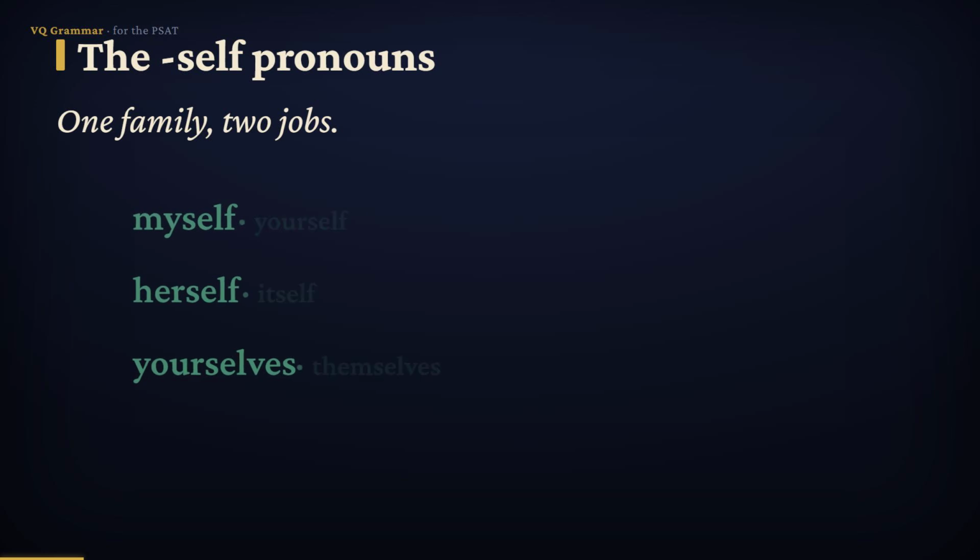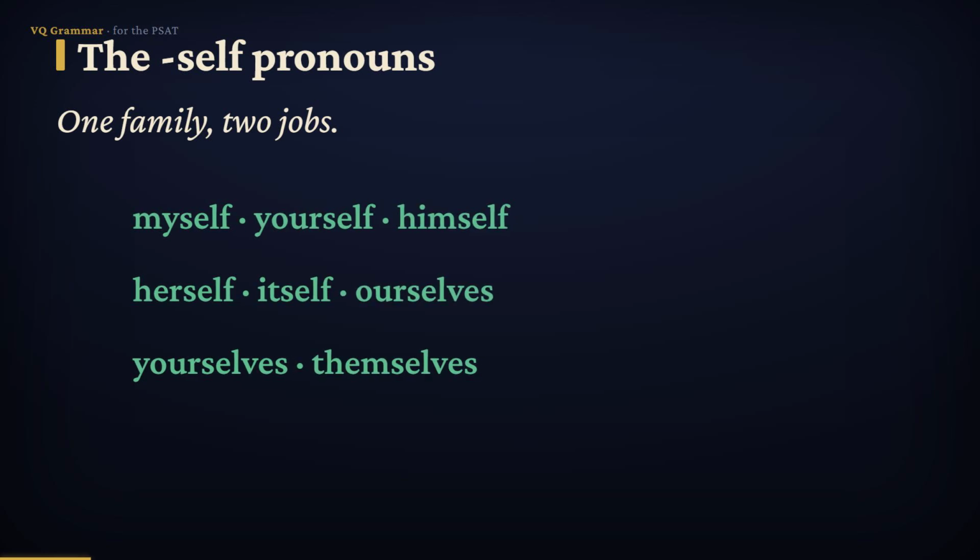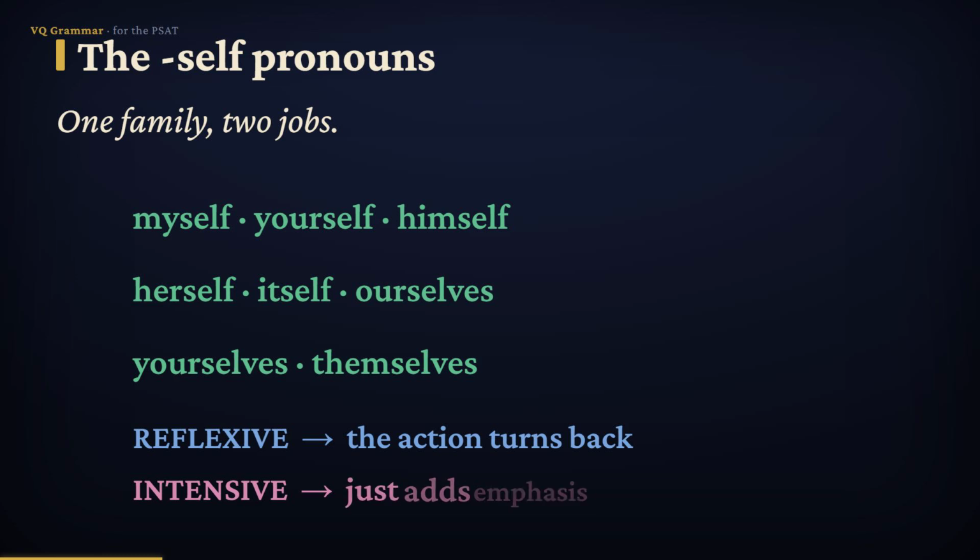Here's the whole family. They all end in self or selves: myself, yourself, himself, herself, itself, ourselves, yourselves, and themselves. Now here's the key idea. Each of these words can play one of two roles. In the first role, called reflexive, the action turns back onto the subject. In the second role, called intensive, the word simply adds emphasis. Same words, two jobs. Let's see each one.